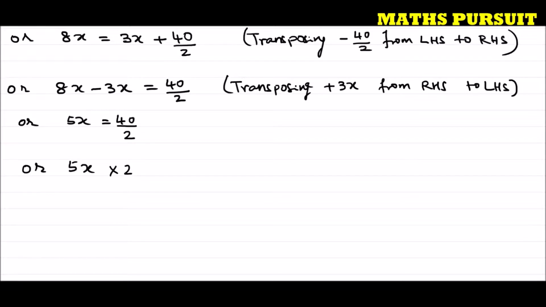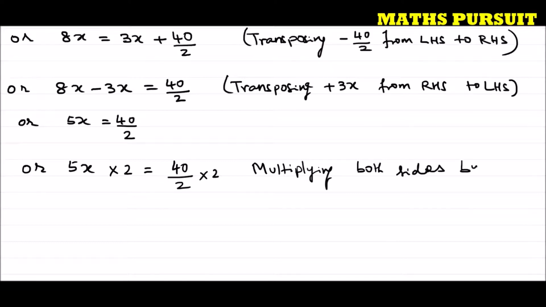Or I can write 5x into 2 is equal to 40 upon 2 into 2. What I am doing here? Multiplying both sides by 2. Why I am multiplying both sides by 2?